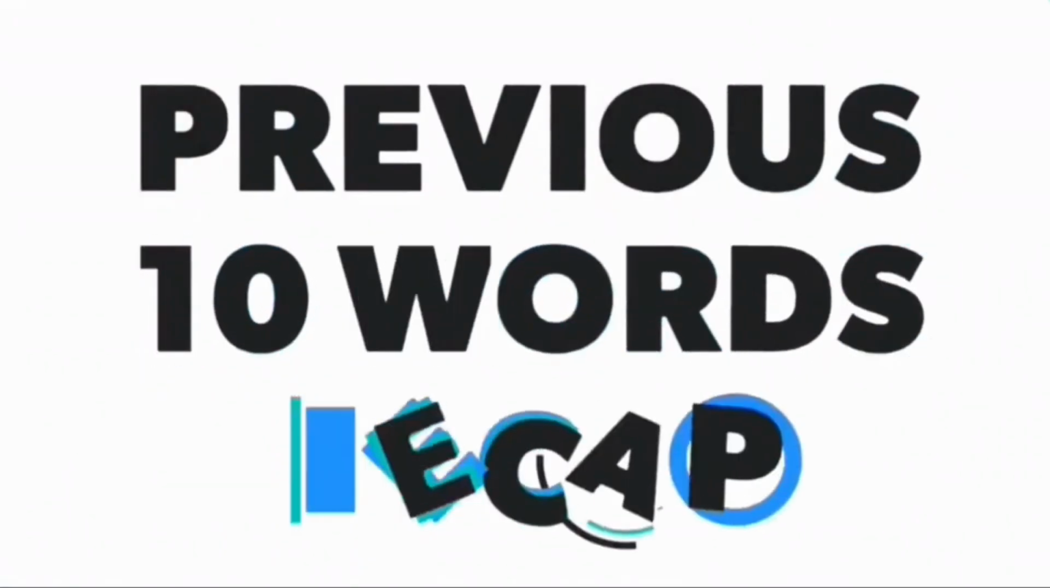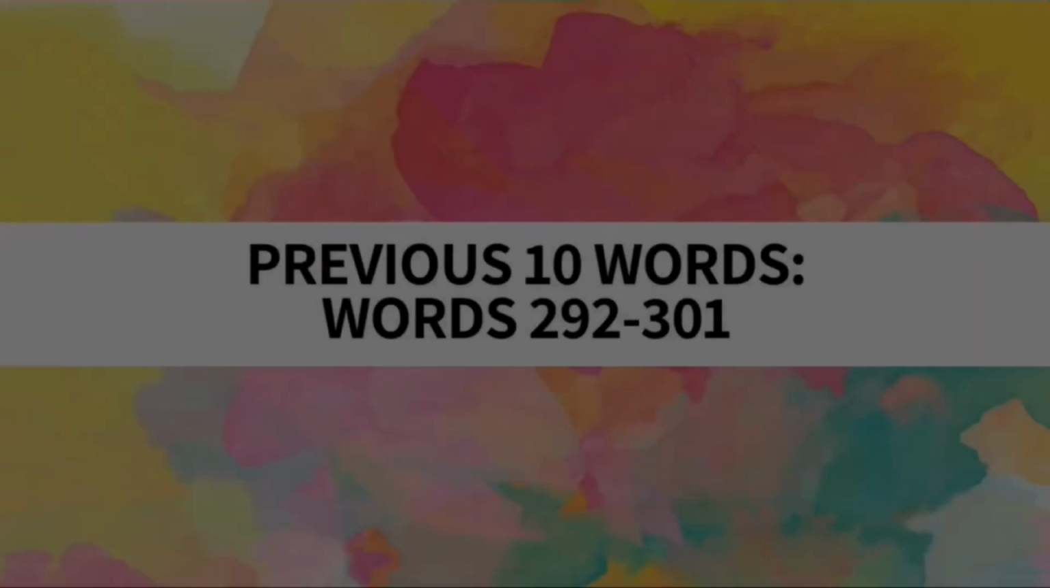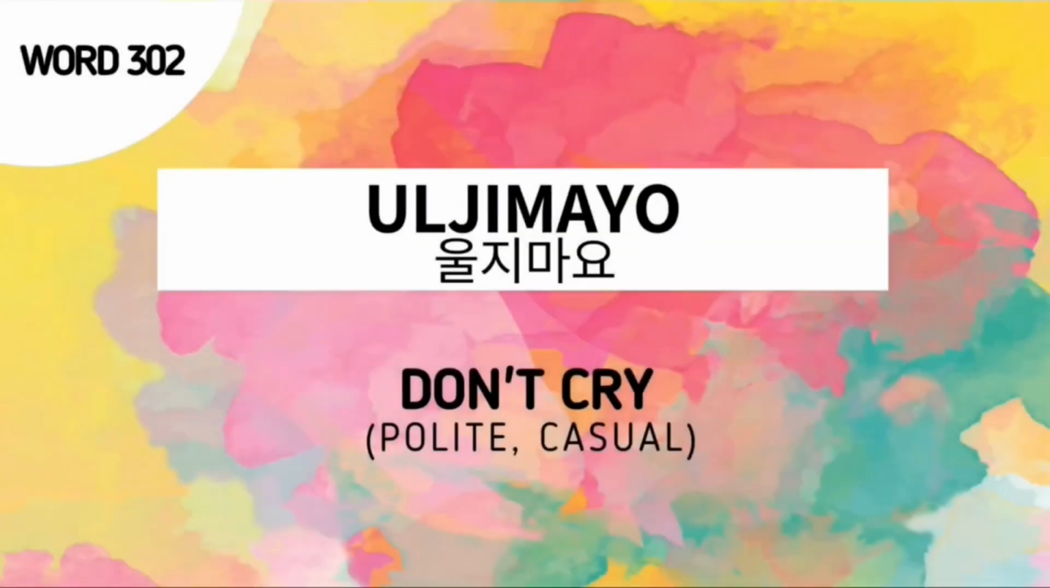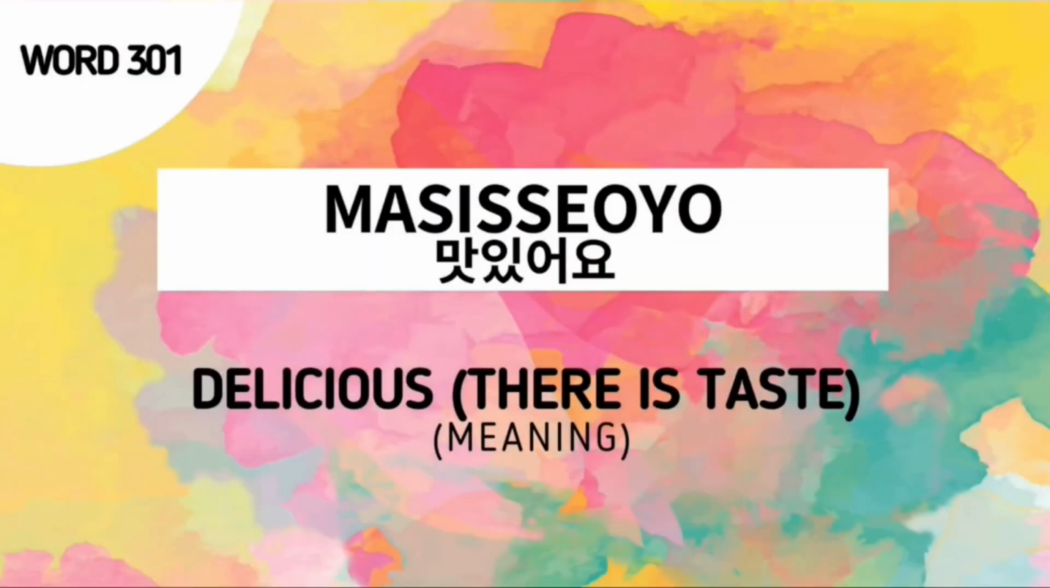Now let's proceed to our previous 10 words recap. As of now, our previous 10 words are words number 292 to 301. But don't forget, our word for the day, word number 302, 울지마요, which means don't cry. The first word for our review is word number 301, 맛있어요, which means delicious.